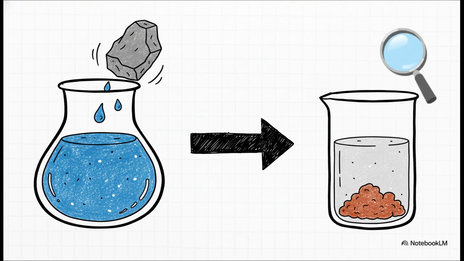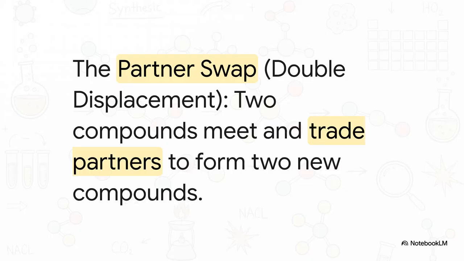Imagine you drop a piece of a reactive metal into a solution that has a less reactive metal in it. The more aggressive element basically just muscles its way in, kicking the other one out. A classic lab example is dropping a piece of zinc into a bright blue copper sulfate solution. The zinc takes over, the blue color starts to fade, and you see solid copper metal get booted out of the solution.